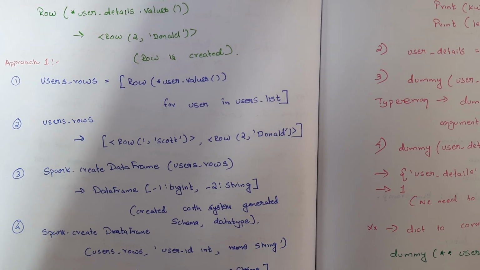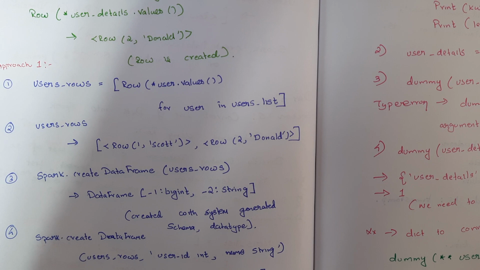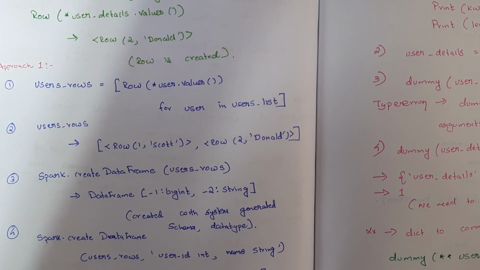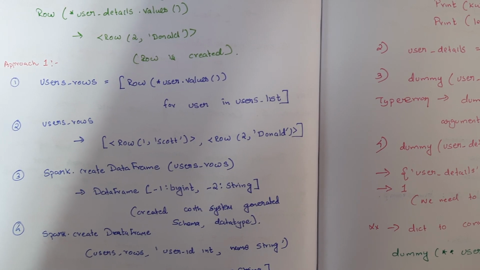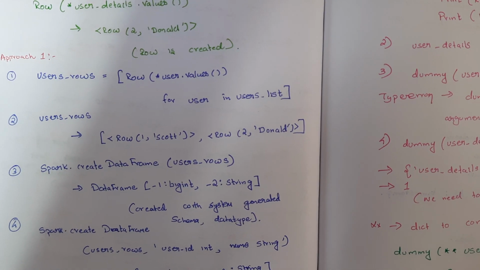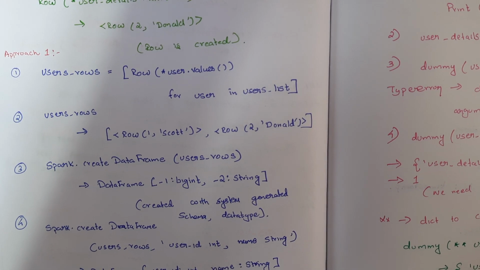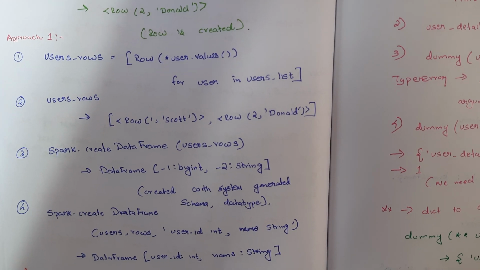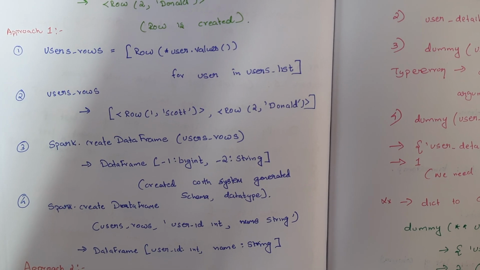I will explain here again. users_rows is nothing but a list comprehension: Row for user in users_list, so we are getting each user here, and then we are doing a star user.values() in Row. We have seen in a previous video why we are using a star here: for variable arguments we have to give a star. Now if you see users_rows, it has created a list of Rows, which is nothing but Row 1 comma Scott and Row 2 comma Donald.